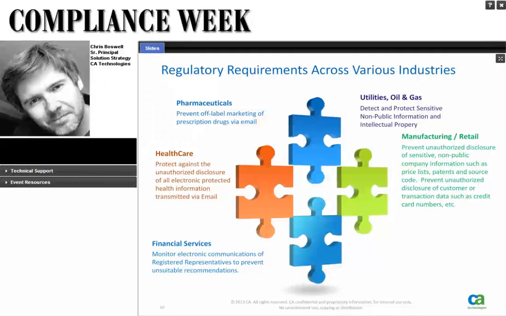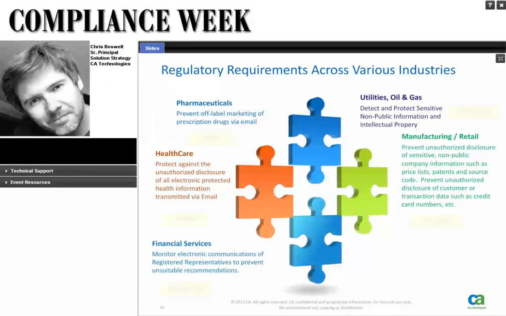And finally, manufacturing retail, focusing on preventing unauthorized disclosure of sensitive non-public information. This could include anything from patents to source code to price lists, typically focusing on things that are transactional in nature. Think about online retail and retail businesses. Think about the Target breach and protecting customer credit card information and things like that.